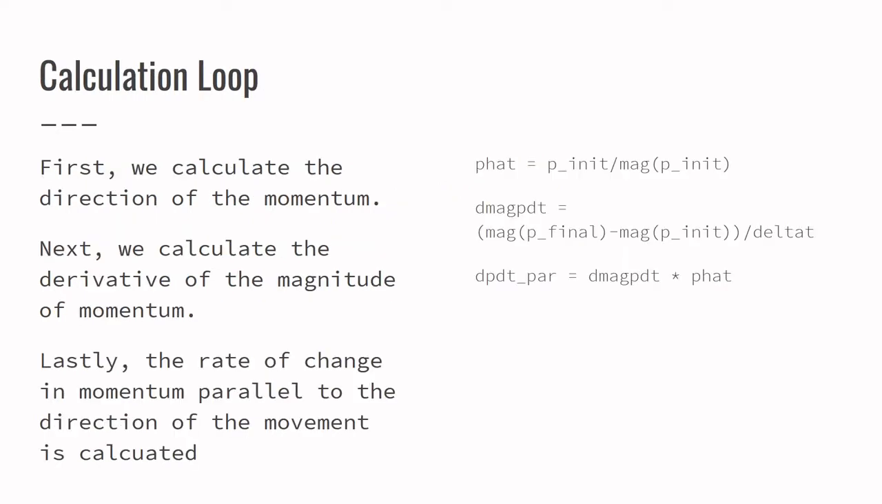So next we calculate the direction of the momentum, which is done by taking the initial momentum and dividing it by its magnitude. And we then calculate the derivative of the magnitude of momentum, where we take the difference in the magnitudes of momentum and divide by a sufficiently small delta T. To calculate that in the parallel direction, we times our derivative by the direction of momentum.